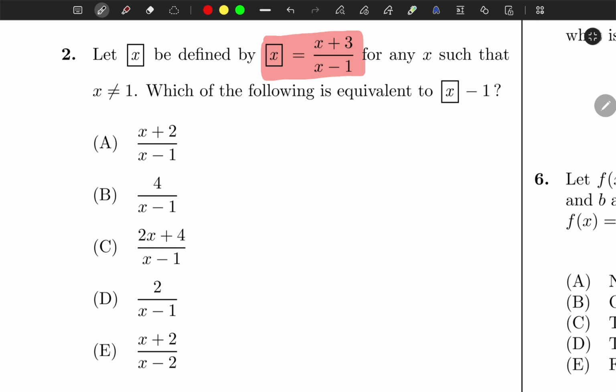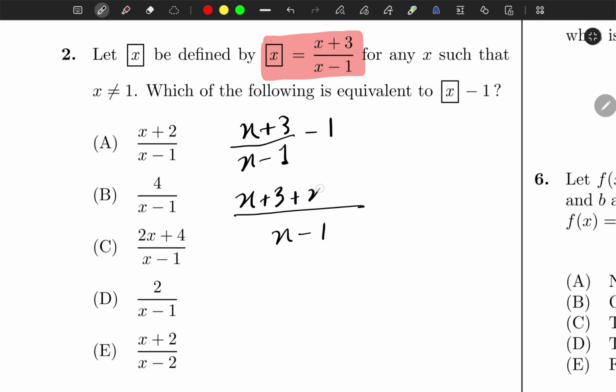So now what they're saying is, which of the following is equivalent to this, x minus 1? All right. So I believe what they're looking for is, basically they've put it in a box. So as far as I can tell, we'll have to do this whole thing, which is x, right? They've already specified that. And then we'll subtract 1 from it and find the answer like that.